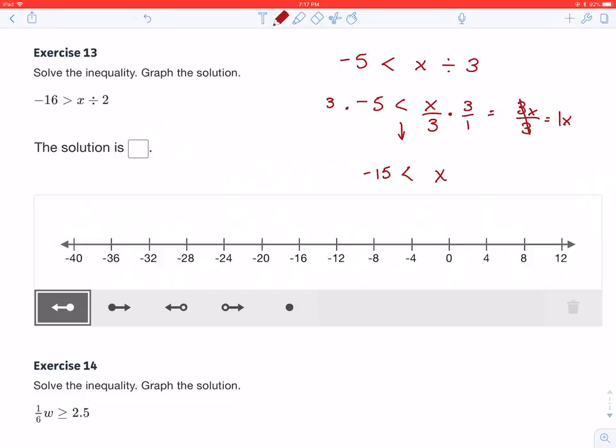So you're going to use that same kind of technique to determine the answer for exercise 13. And then if I were to graph this out, x is greater than negative 15. Just as a review for graphing, that means that x cannot equal negative 15, so you would be using an open circle. And anytime the variable is greater than the number, you're going to be going to the right because numbers get greater, or they get larger, as we go to the right on a number line.